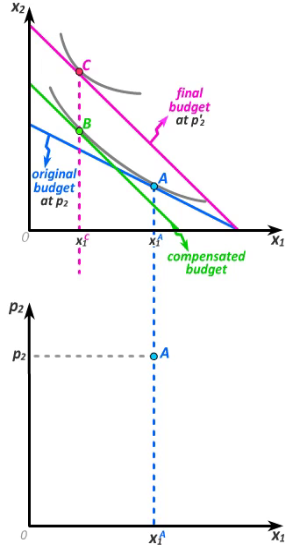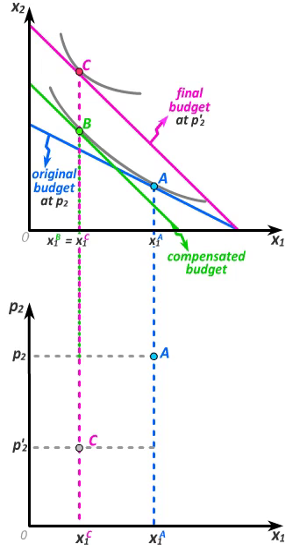Bundle C, on the other hand, happens on the magenta budget, the budget created by the lower price for good 2. Thus, when point C drops down to the lower panel, it drops all the way down to the price for good 2 after the price dropped.